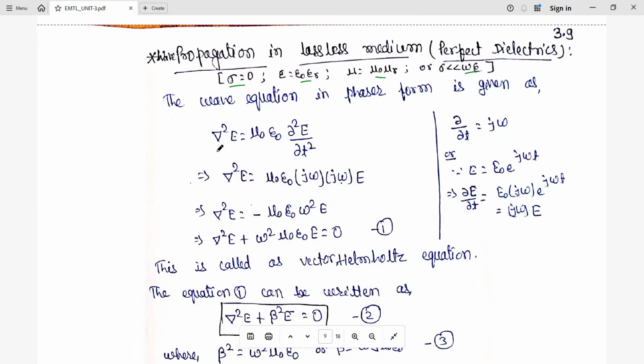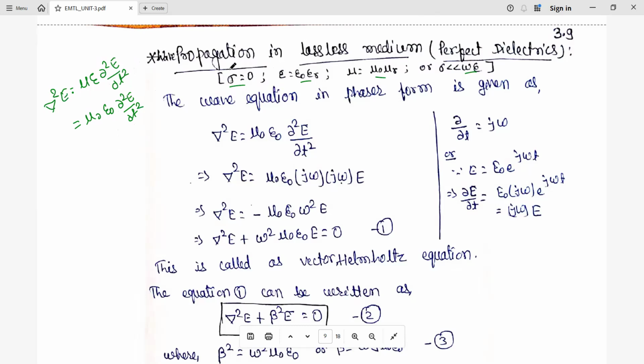Now here, this equation we have already seen earlier in the general format: del square E equal to mu epsilon dou square E by dou t square. Free space is also called the perfect dielectric. So in that case, mu will be mu naught and epsilon will be epsilon naught. We can write dou square E by dou t square. In the previous derivation you can see it is available; that video you can see.